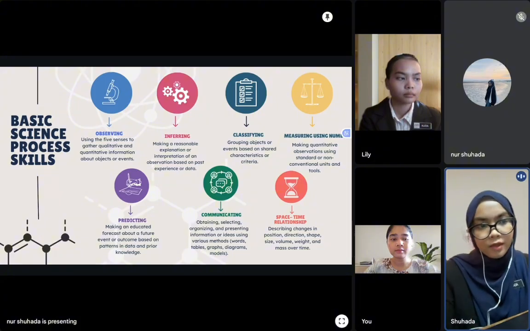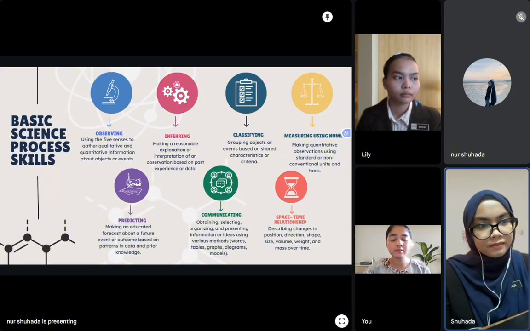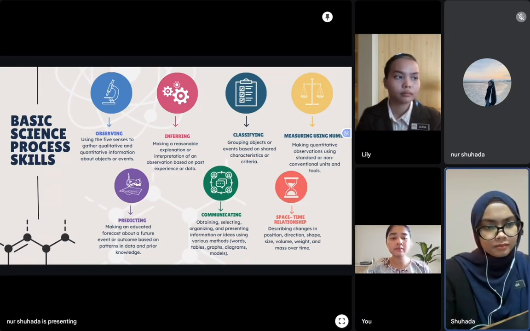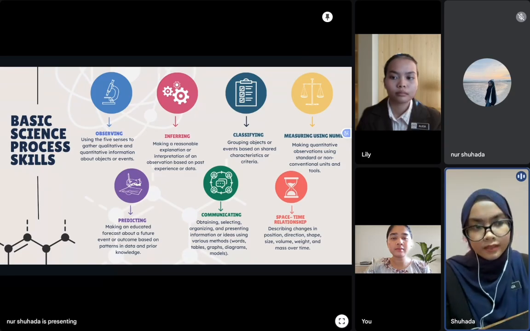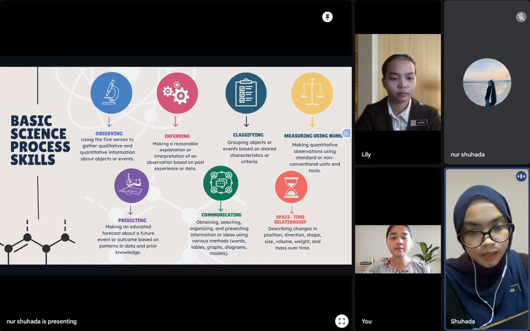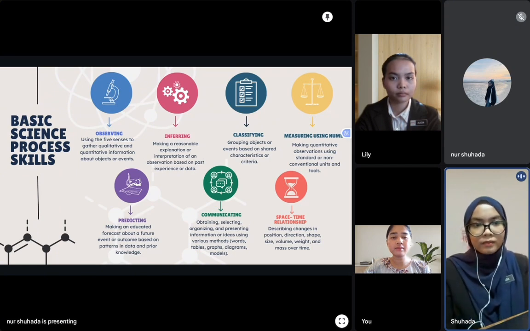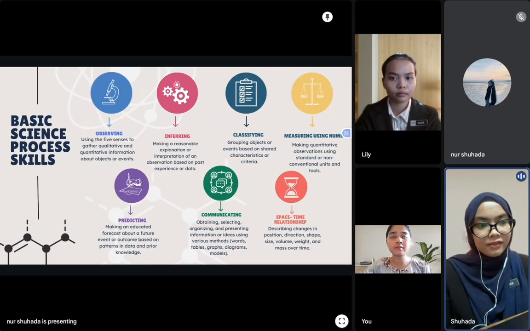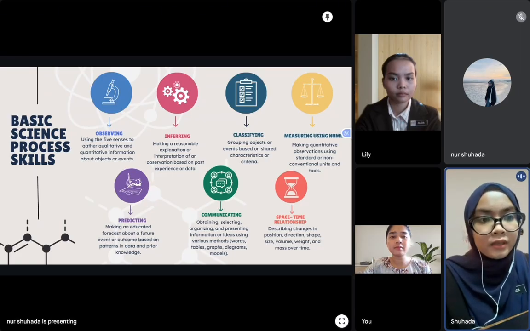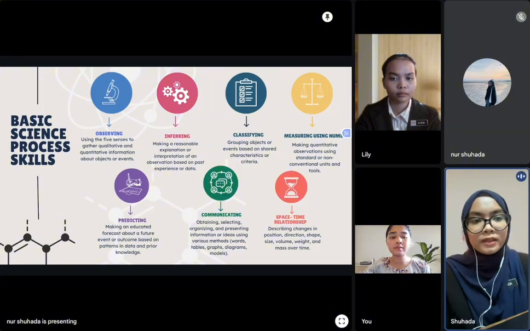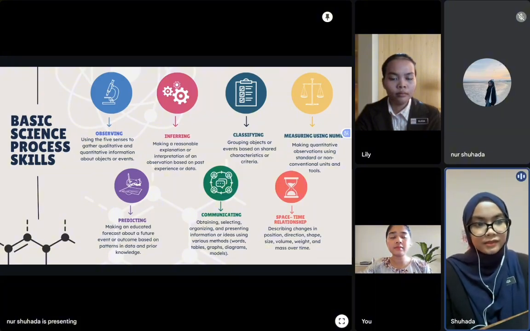The purpose of space-time relationship is to help students understand motion, growth, and change over time, to develop good analytical and observation skills, and to connect time, distance, speed, and direction in scientific reasoning. In short, this is about how things change with time and space.